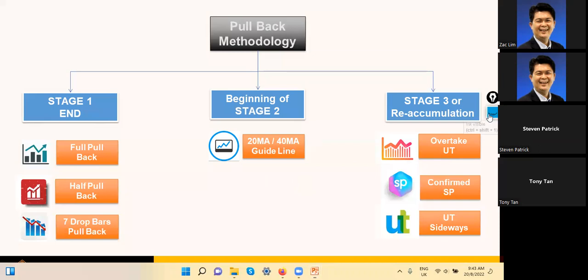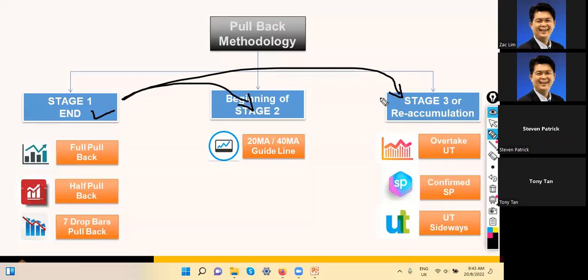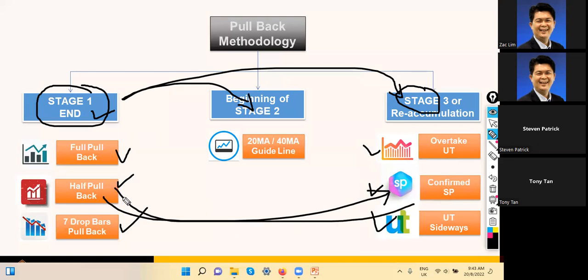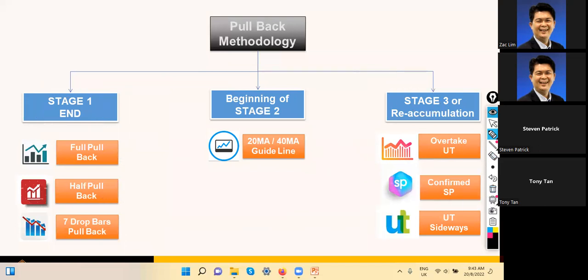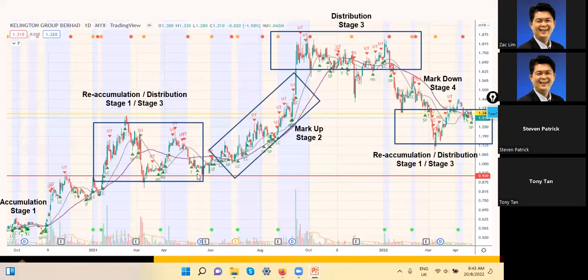I found out some of the members, when they joined before the pullback, apply this one in stage 2 and in stage 3. I just want to make sure you are not confused. All these pullback patterns are only valid when you are in the starting area. When you already start stage 3, you need to switch mode. Don't apply this one to here, it will be very dangerous. When you apply it wrongly, the consequence is it will give you a wrong signal.